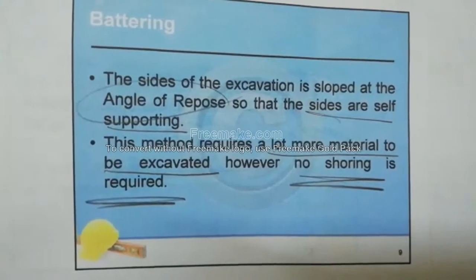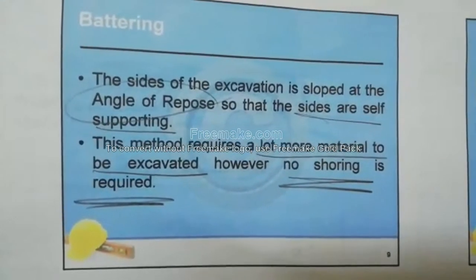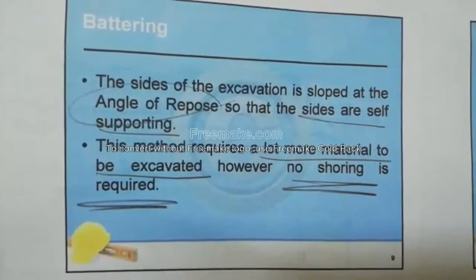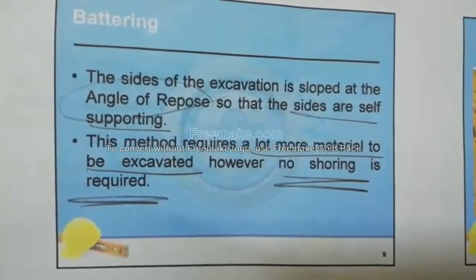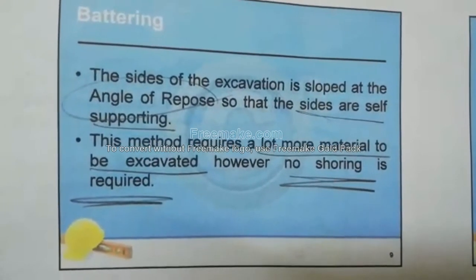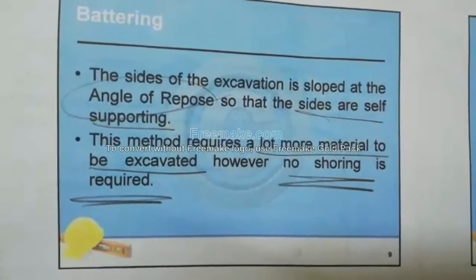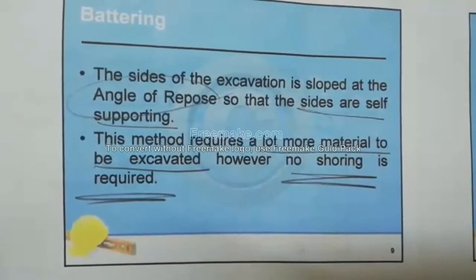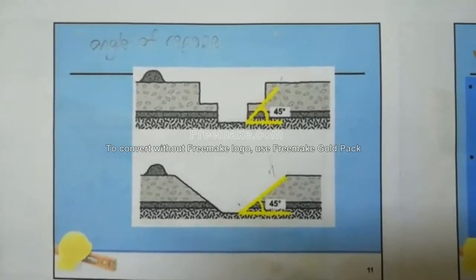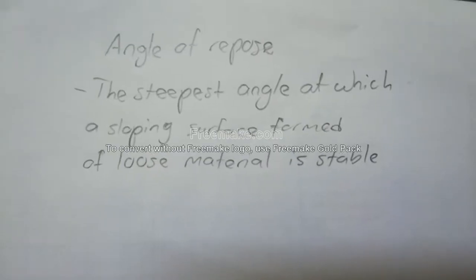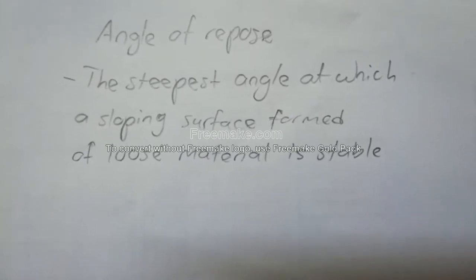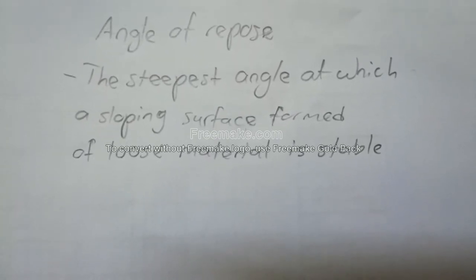The side of the excavation is sloped at the angle of repose so that the sides are self-supporting. This method requires a lot more material to be excavated, however no shoring is required. This is the angle of repose diagram. The definition of angle of repose is the steepest angle at which a sloping surface formed of loose material is stable.